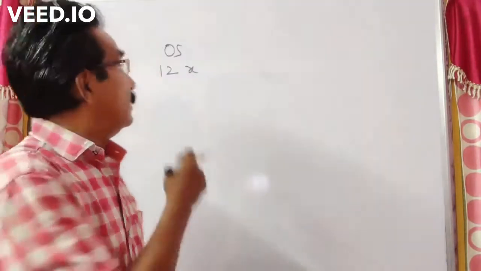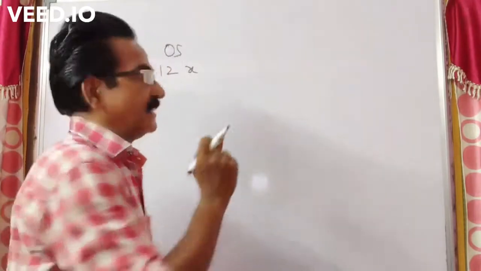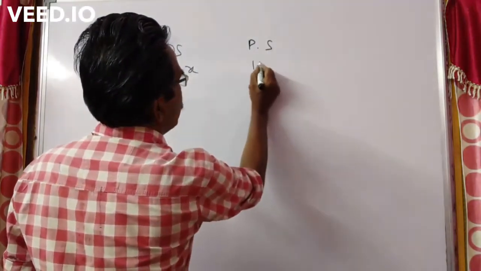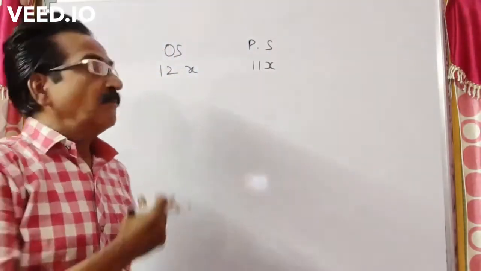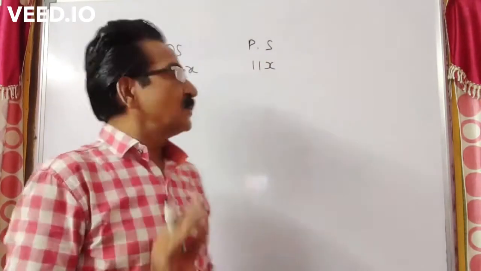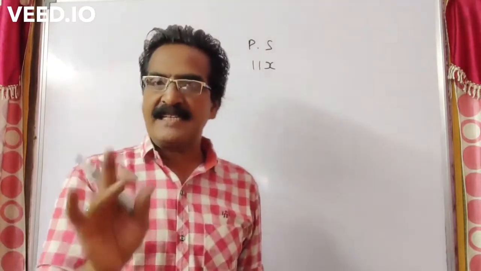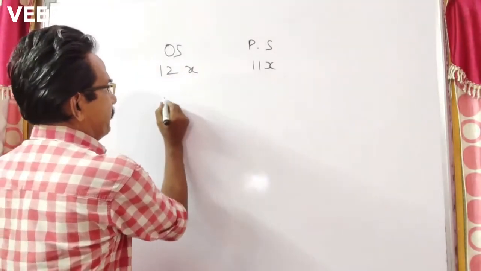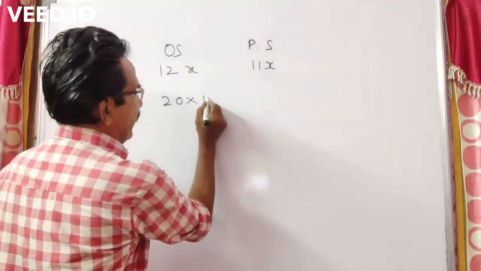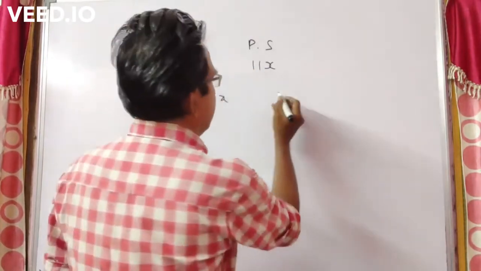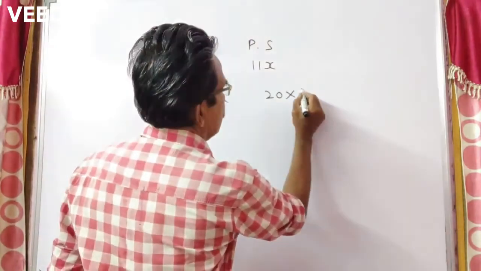Now he reduced his speed by 1/12. 1/12 of 12x is x. So he reduced his speed by x, and his present speed is 11x. Original speed 12x, present speed 11x. How much distance does he travel in 20 hours with 12x speed? 20 into 12x. And how much distance with the reduced speed in the same 20 hours?